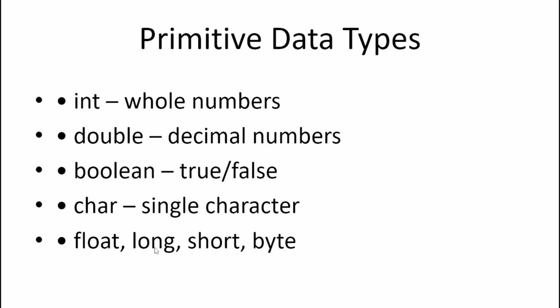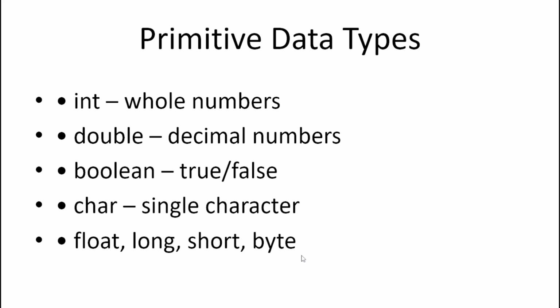And then we move to float. Float is a smaller decimal, like the pi value 3.15. And long, short, and byte are different sizes of integers. We will talk about some more real world examples. We will discuss long, short, and byte.